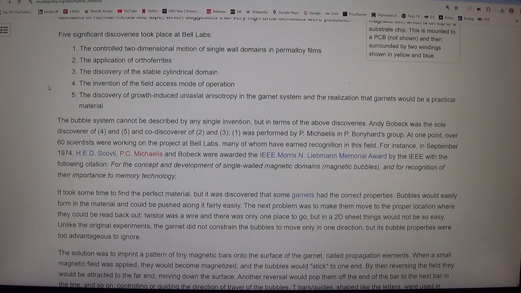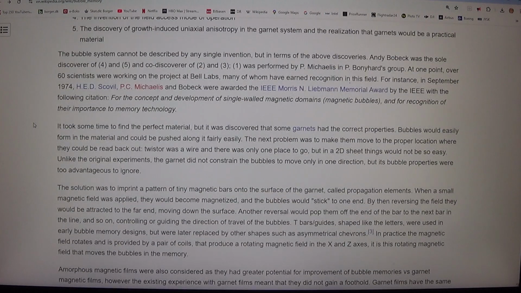1. The controlled two-dimensional motion of single-wall domains in permalloy films. 2. The application of orthoferrites. 3. The discovery of the stable cylindrical domain. 4. The invention of the field access mode of operation. 5. The discovery of growth-induced uniaxial anisotropy in the garnet system and the realization that garnets would be a practical material. The bubble system cannot be described by any single invention, but in terms of the above discoveries.